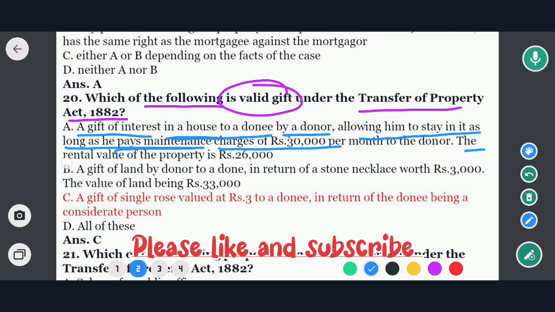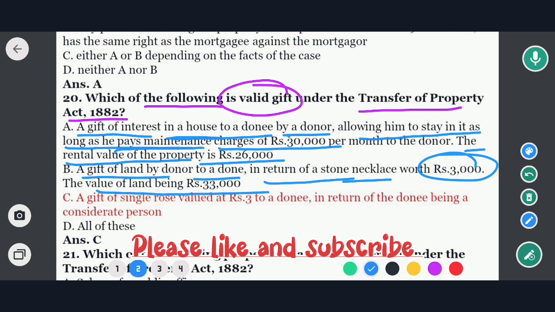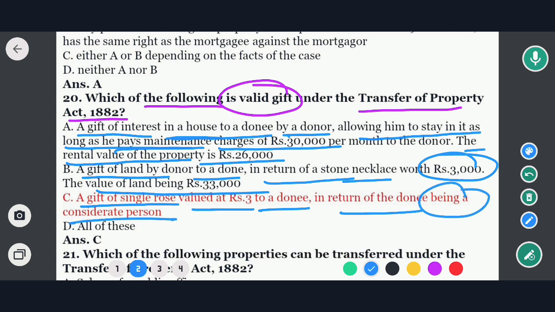The rental value of the property is rupees 26,000. This is option A. Now moving to option B, a gift of land by a donor to a donee, in return for a stone necklace worth rupees 3,000; the value of the land is 33,000. The next option is a gift of a single rose valued at rupees 3 to a donee, in return for the donee being a considerate person. And the last option is all of the above.